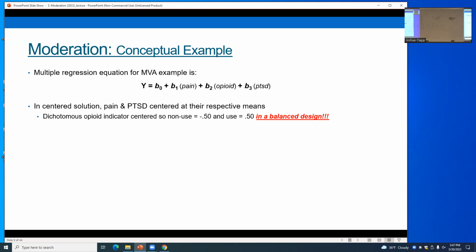This only happens in a balanced design. What someone will do is go through and have a dichotomous predictor, and set it to 0.5 and negative 0.5. That's not what we do, right? If 25% of the sample has the ones, then the mean's going to be 0.25, and the low values are going to be negative 0.25, and high values are going to be 0.75, right? So this will change.